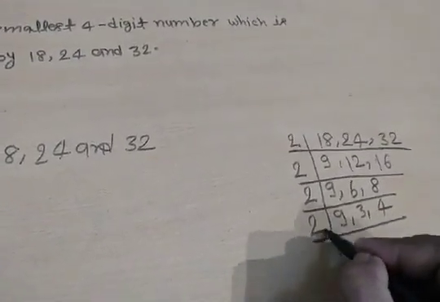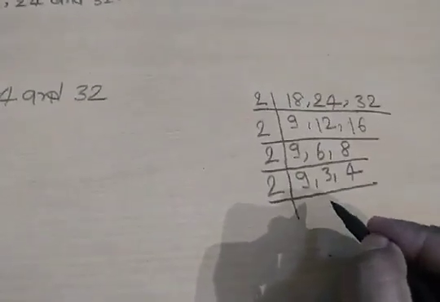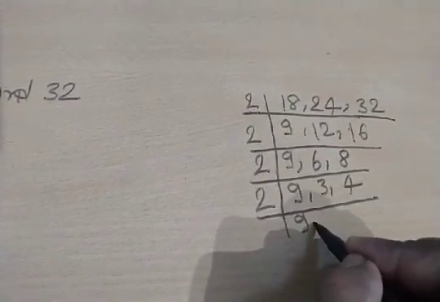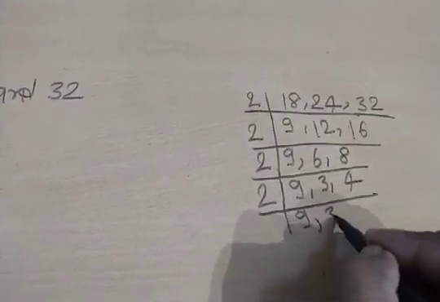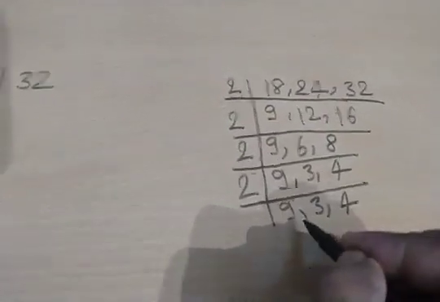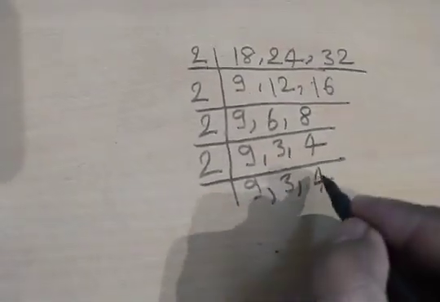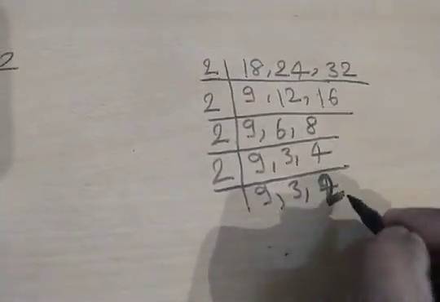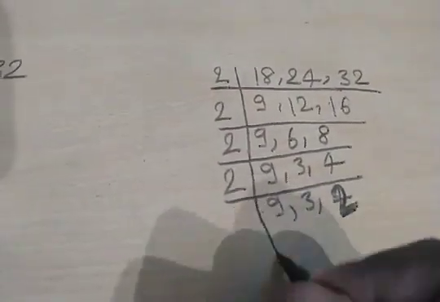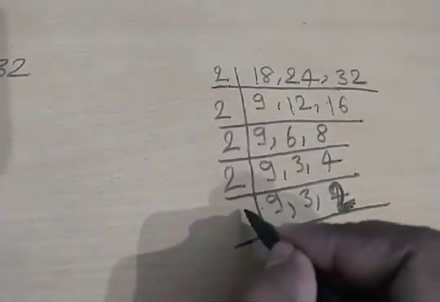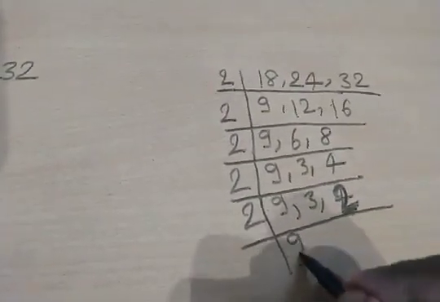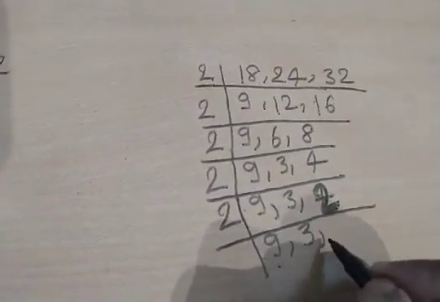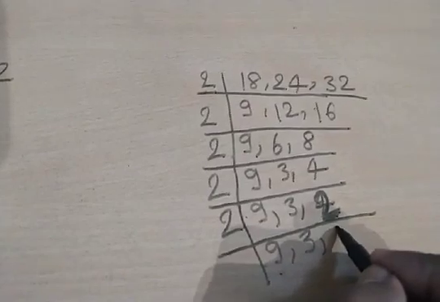Now we also divide by 2. 9 is not divisible by 2, 3 is also not divisible by 2, but 4 is divisible by 2. So we divide, and here we obtain 2. Clear? This is 2. Okay, now again we select 2. So we write 9 as it is because 9 is not divisible by 2, and 3 we write as it is because 3 is also not divisible by 2. We divide 2 by 2.